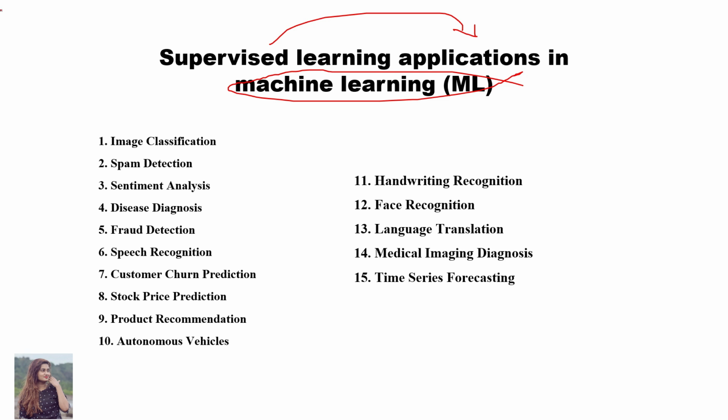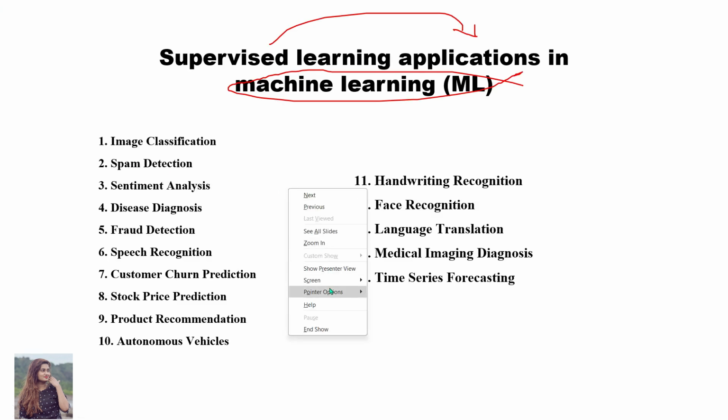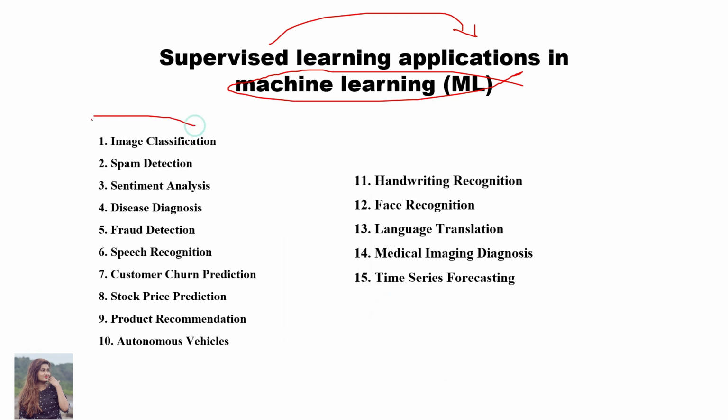So first of all, the supervised learning application is image classification. In image classification, we identify and classify the object in an image. For example, facial recognition and object detection. Any kind of object like a table, a chair, or any kind of face. It can be an animal or it can be a human being.